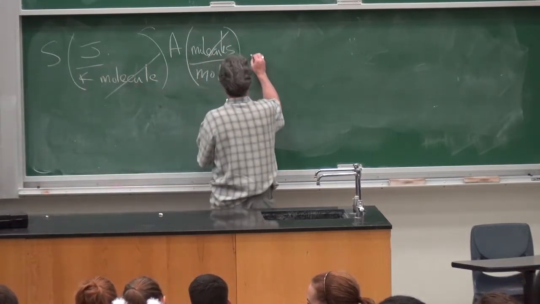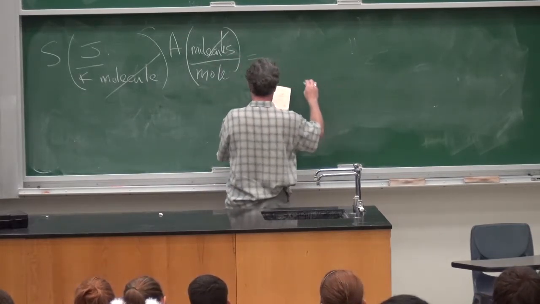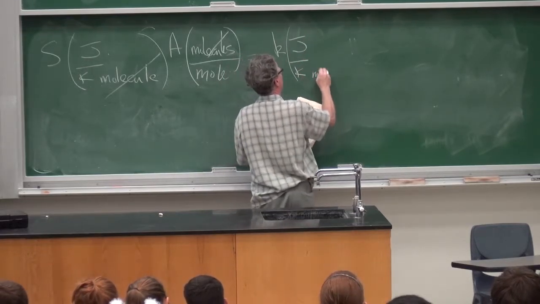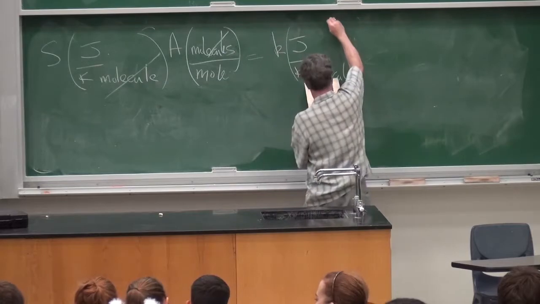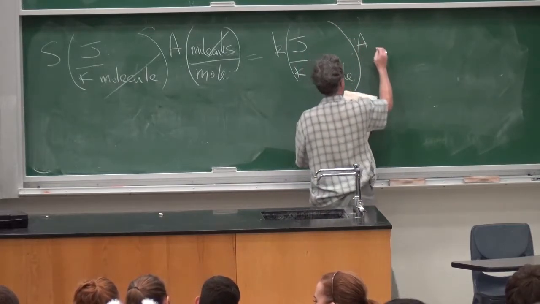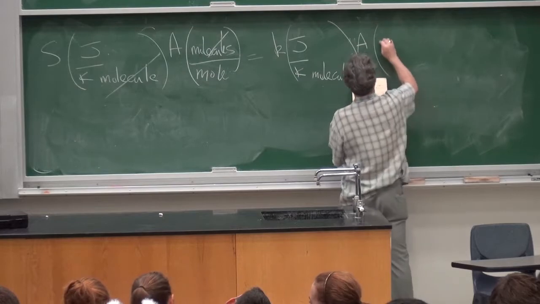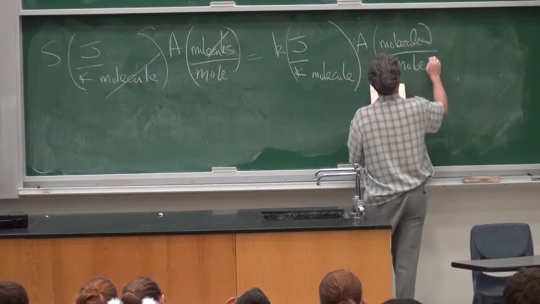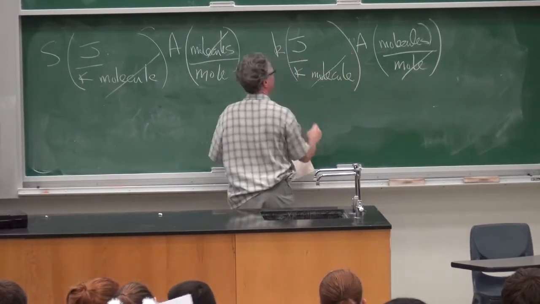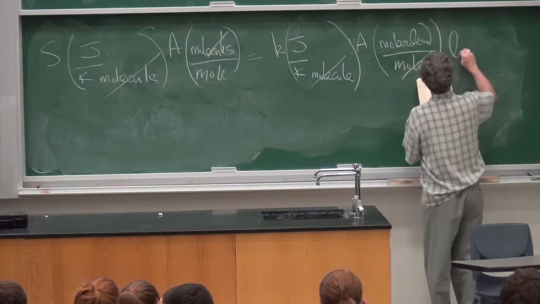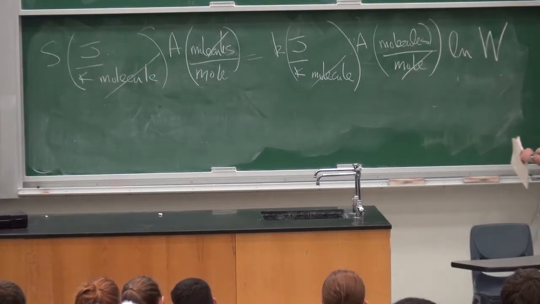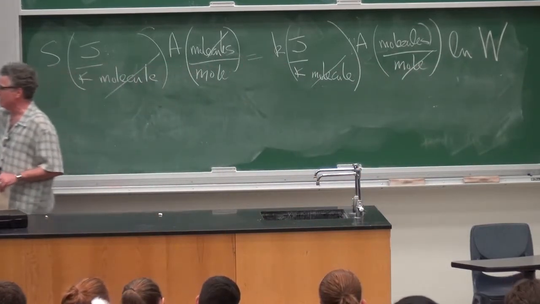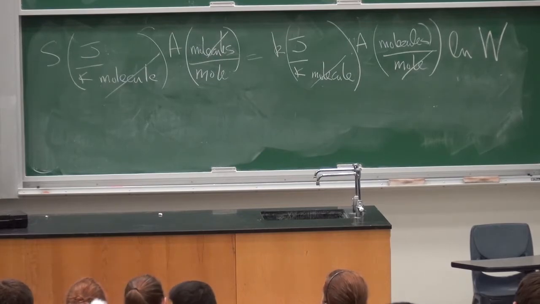We like moles. So we're going to take K, also joules per Kelvin per molecule, and we're going to multiply it times A, molecules per mole. And so now again, I've got joules per Kelvin per mole, and that's natural log of W, the ways at which the molecule can be arranged. So now I took Boltzmann's famous equation. Oh, by the way, K is the Boltzmann constant.